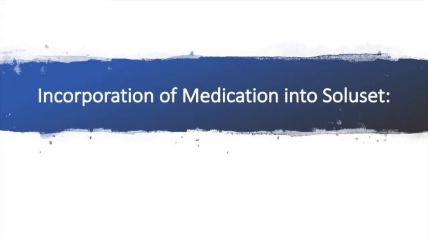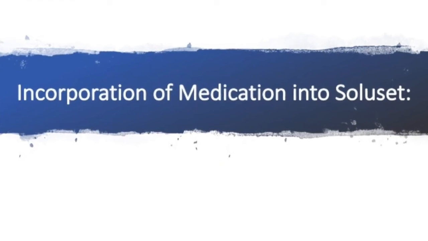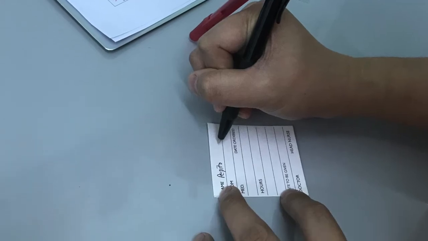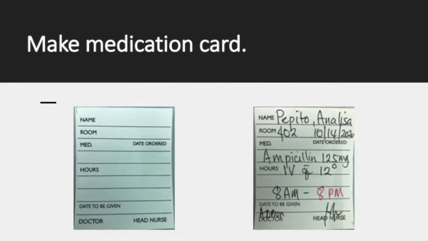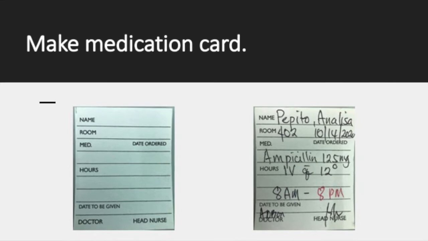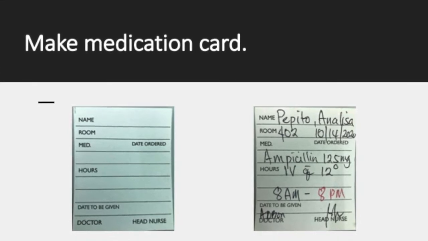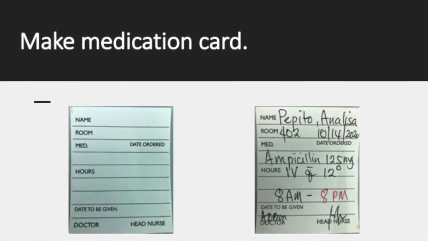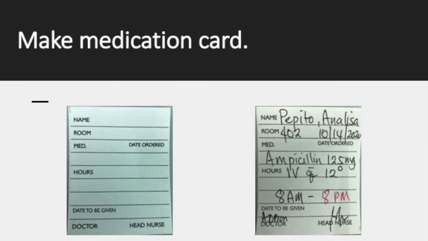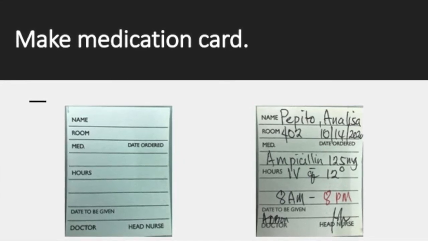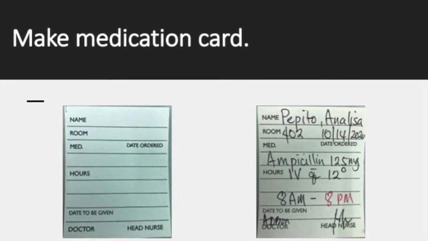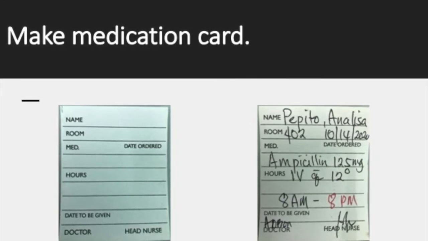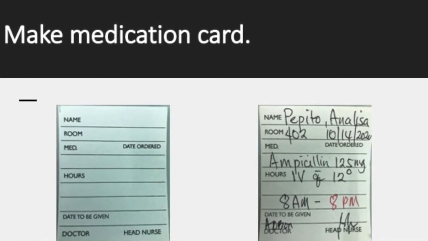To continue, we'll learn how to incorporate medication into Soluset. So first, you have to make a medication card because it provides pertinent information of the name of the patient, the room number, the date ordered, medication, dosage and time of administration, attending physician, and signature of the nurse. So the order is ampicillin 125 mg IV every 12 hours. So the time is 8 a.m. to 8 p.m. And the available drug is 125 mg per 2 ml.